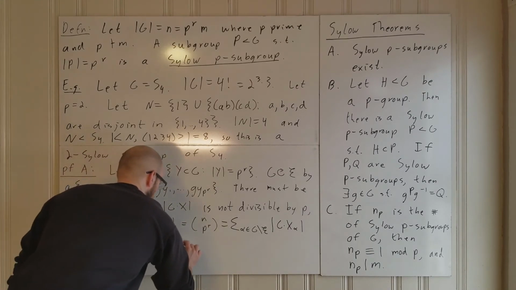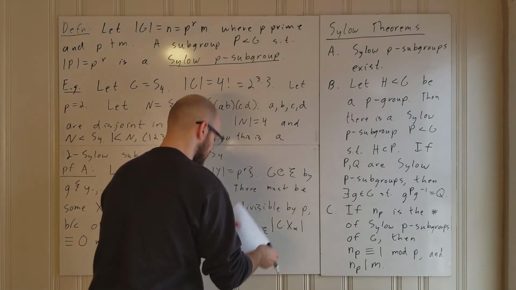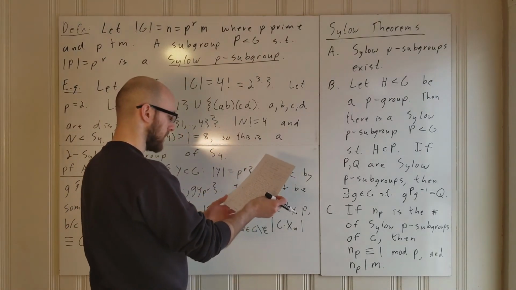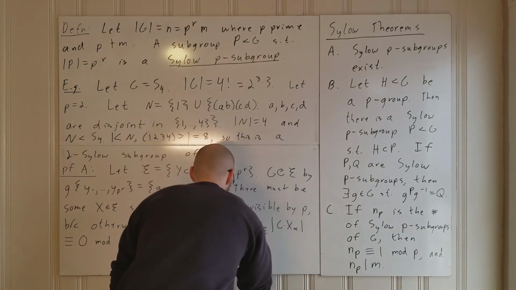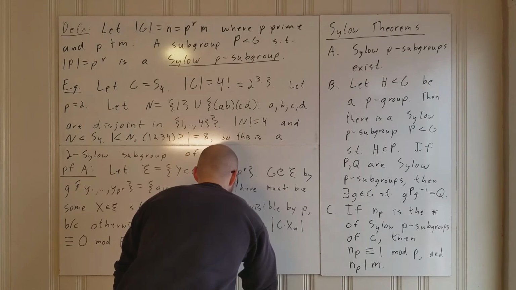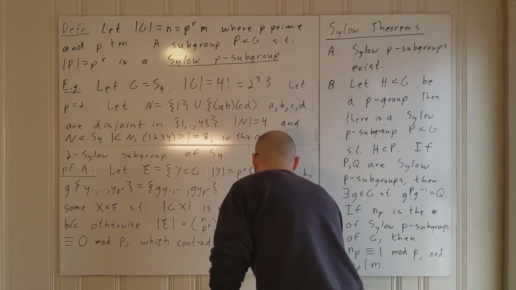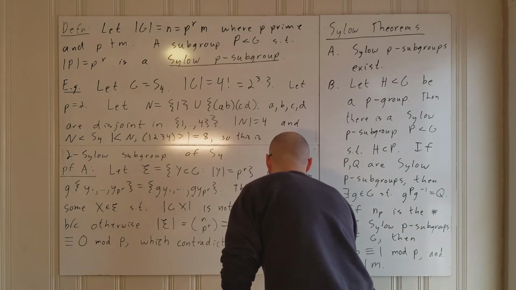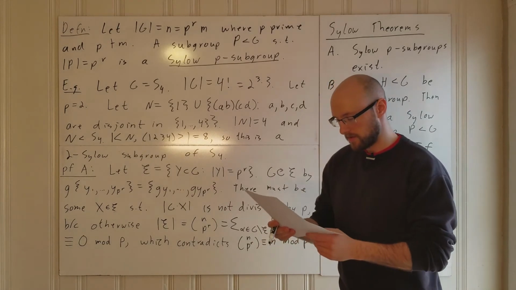which contradicts that lemma we proved last time. What did we prove last time? We proved n choose p to the r is equivalent to m mod p. Remember, that was that really neat lemma that we proved there.